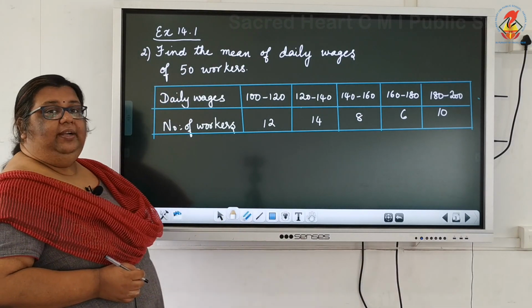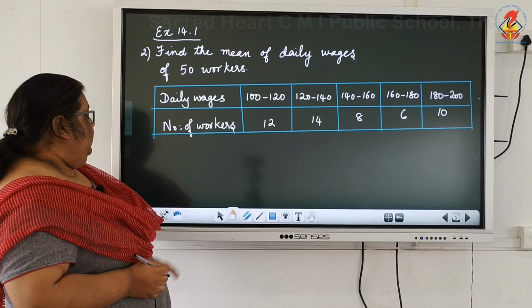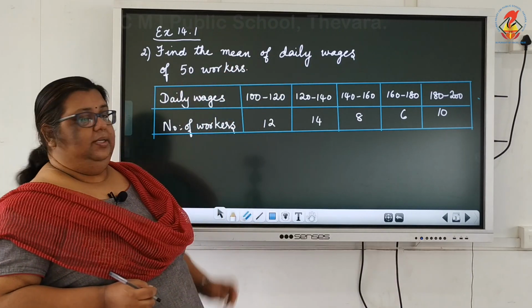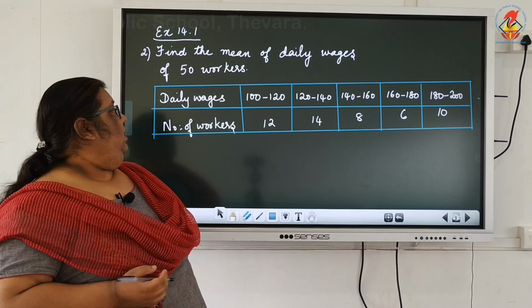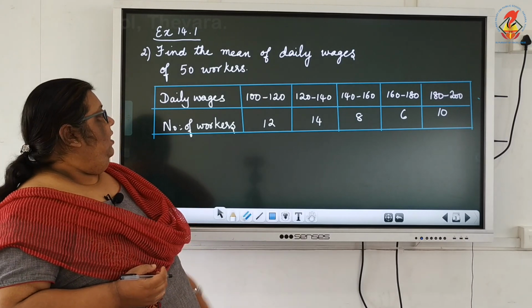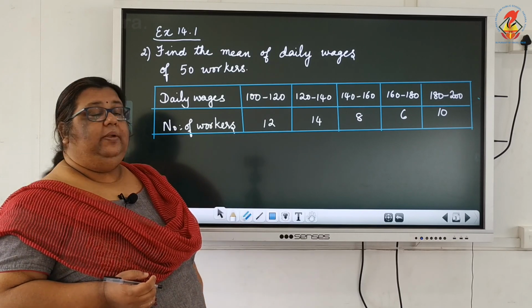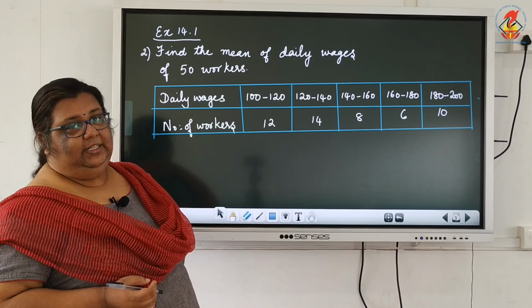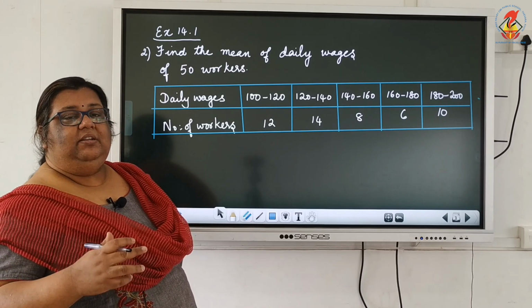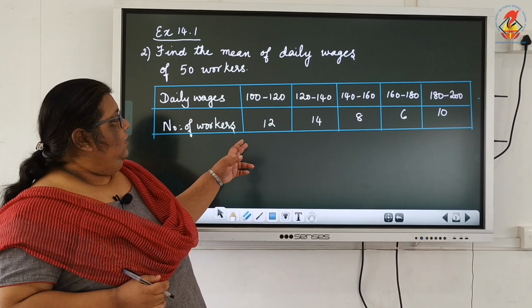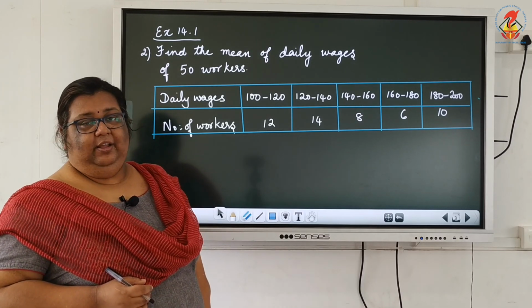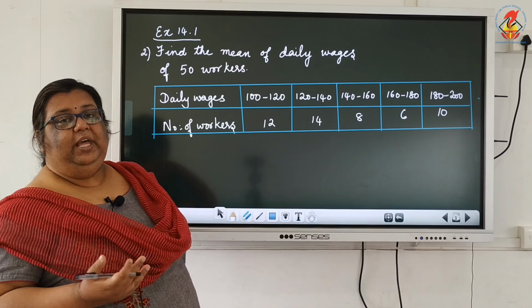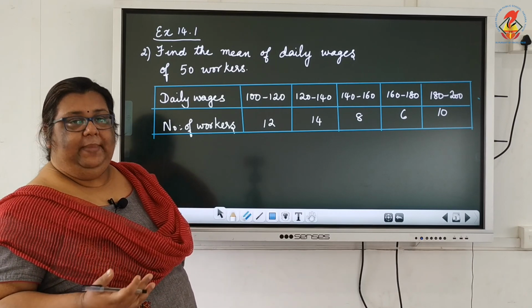Exercise 14.1, second question. Find the mean of daily wages of 50 workers. So, there are 50 workers. Their daily wages are given here in rupees: 100 to 120, 120 to 140, 140 to 160, 160 to 180, 180 to 200. Between these ranges, how many workers are there? 12, 14, 18, 6 and 10. We will find their average daily wages with the help of the assumed mean method.